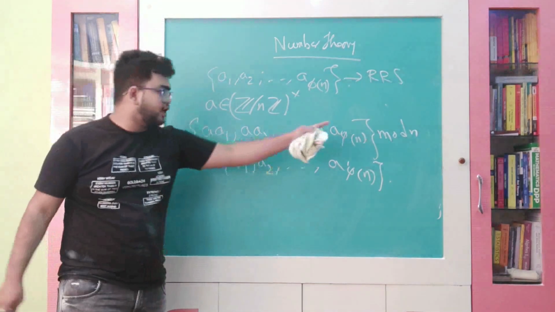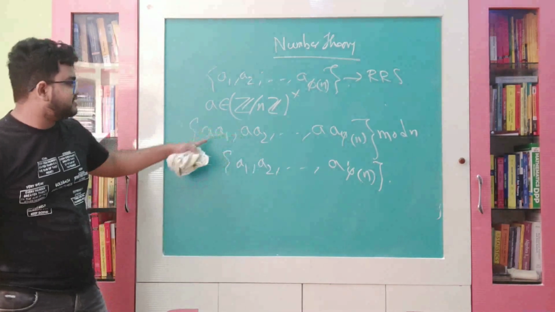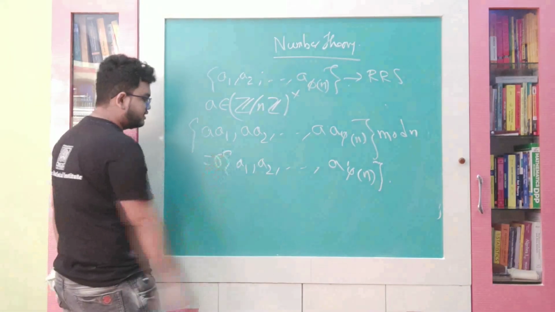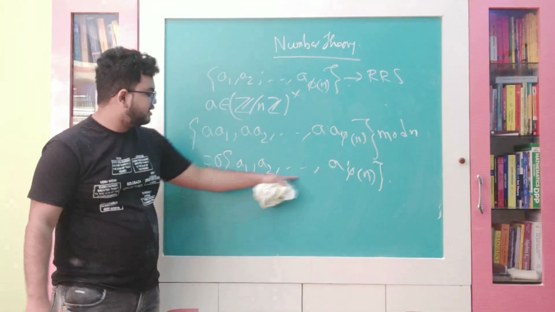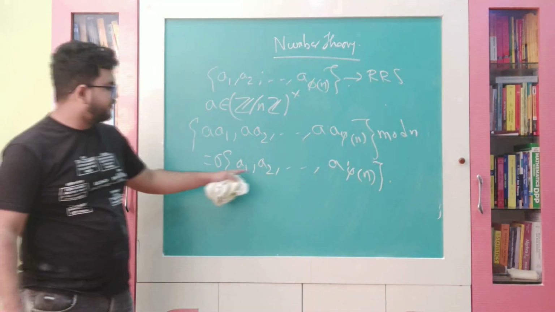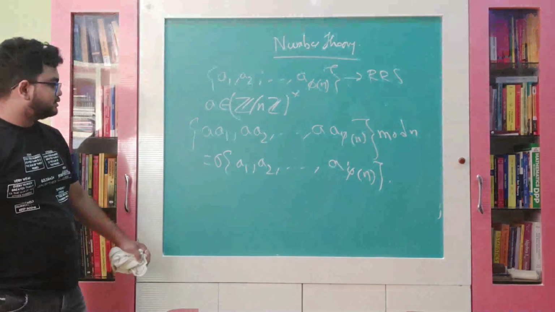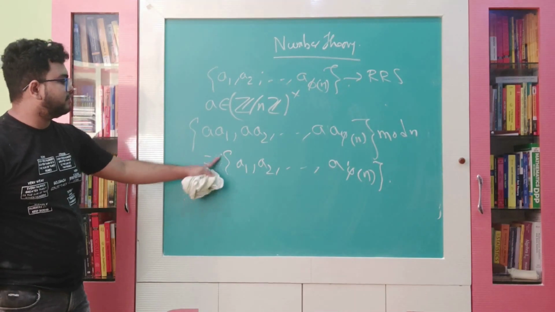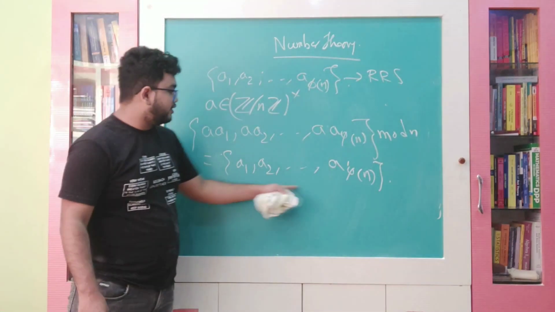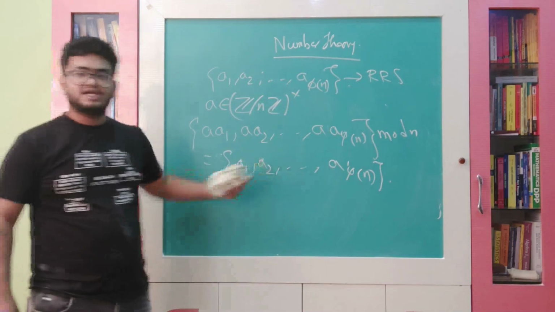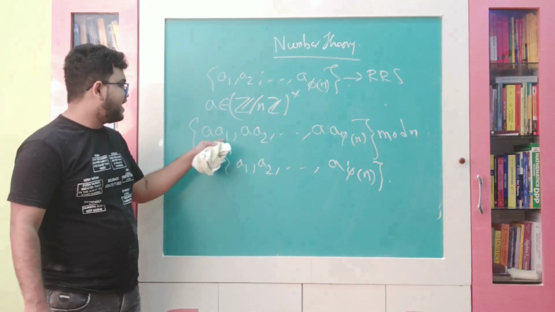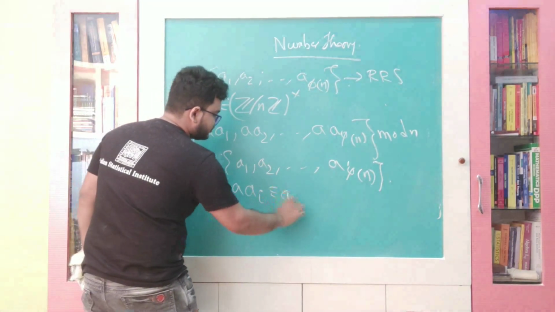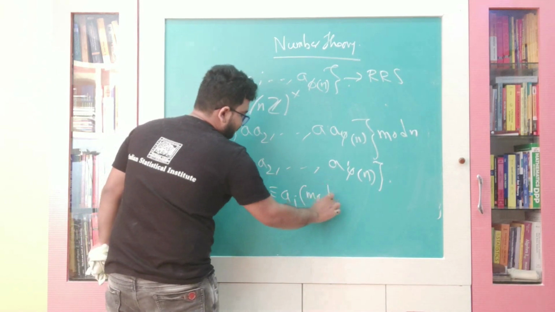Mod n means each element modulo n. The set modulo n, meaning each element modulo n, is some permutation of the elements A1, A2, A3, up to A phi n. This is the permutation notation. It is some permutation, not necessarily that Ai is congruent to Ai, but Ai is congruent to some Aj mod n.